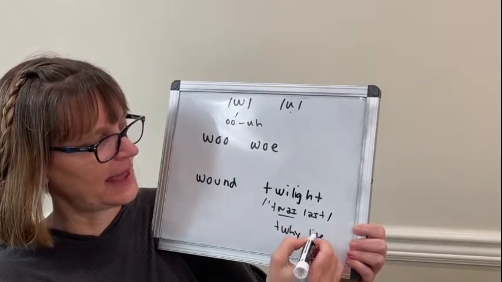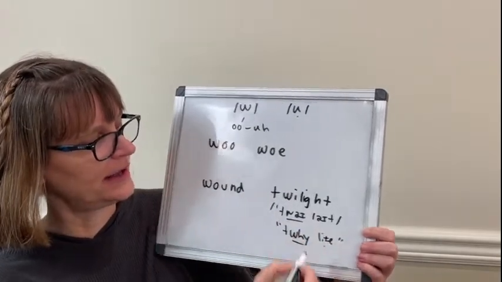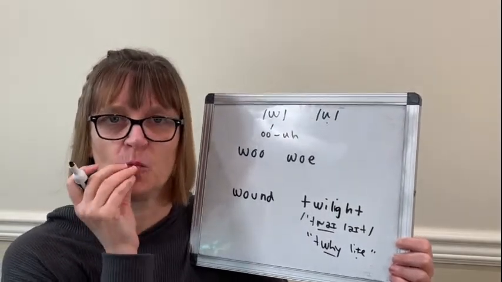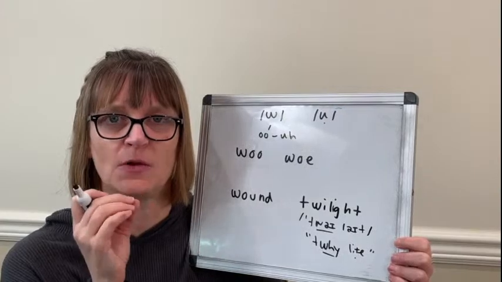I'll write light that way just for variety, twilight. So Y, I'm just moving from that quick glide into my I, Y.